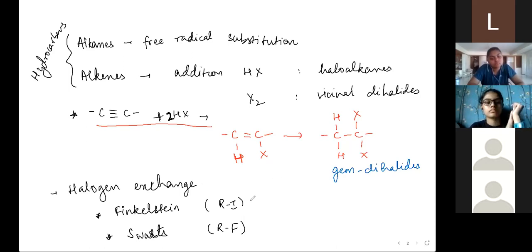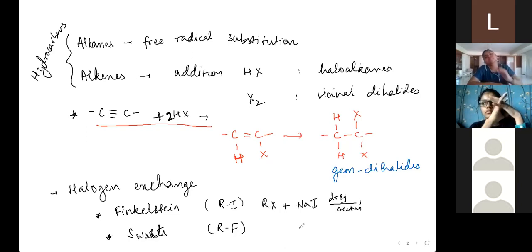Okay. So NaX precipitates out. So basically you heat RX in the presence of NaI and you get RI, and NaX precipitates out, in the presence of acetone. And RF is a similar reaction, except you take a salt like AgF or Hg2F2, like a d-block fluoride.